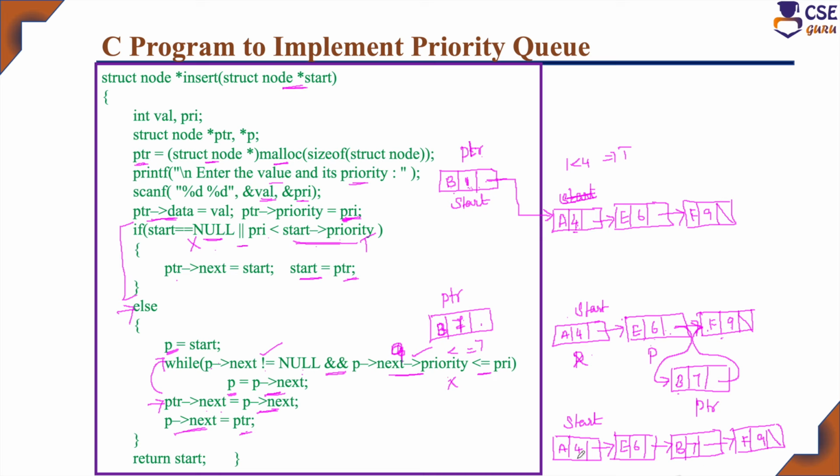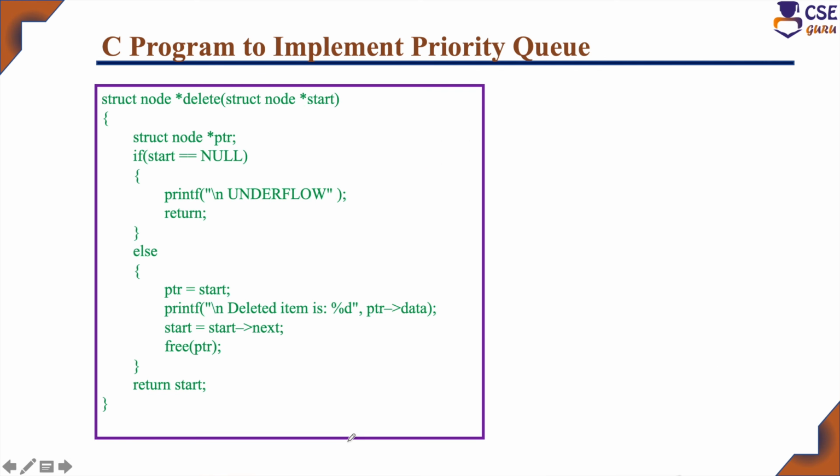See here, the elements in this priority queue are arranged in ascending order based on priority: 4, 6, 7, 9. So here, if this condition is true, this is the case, and if the else part is true, this is the case. So in this way, we have to perform insertion in a priority queue. Next, deletion in a priority queue.